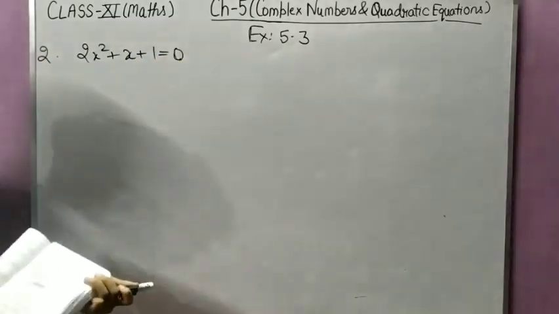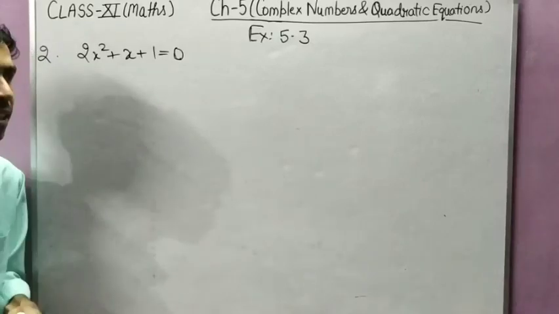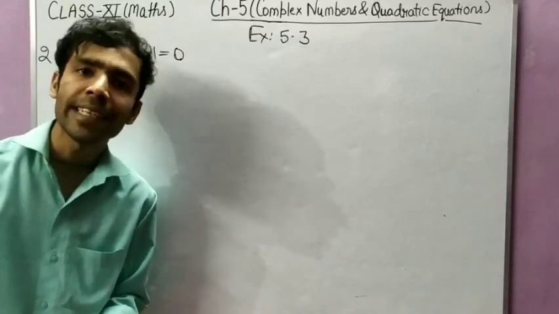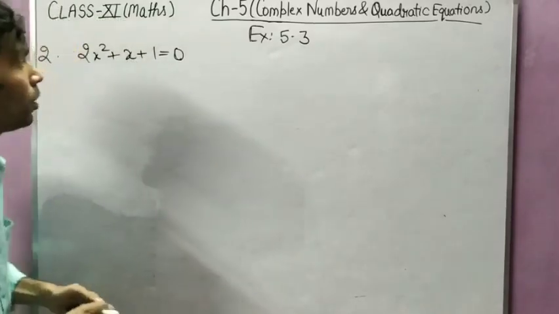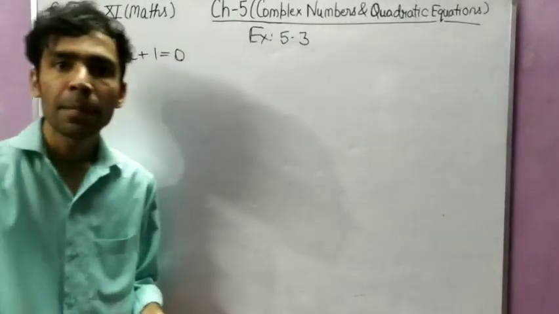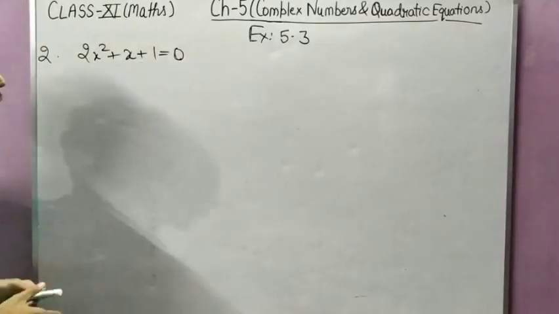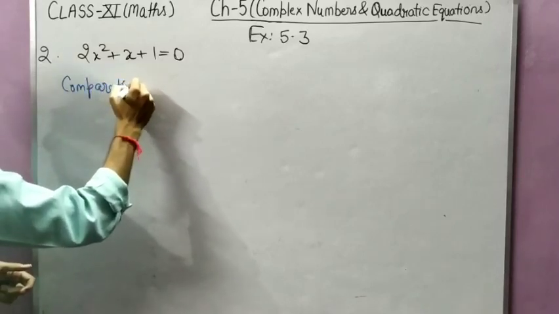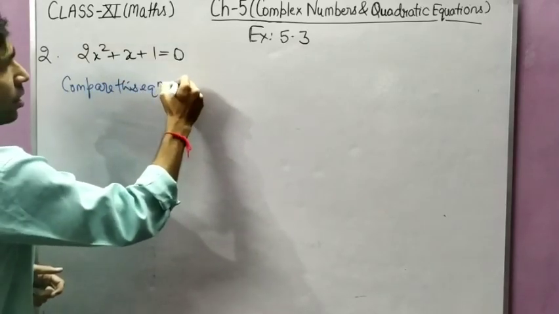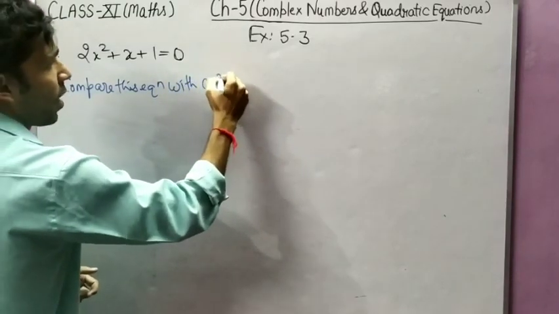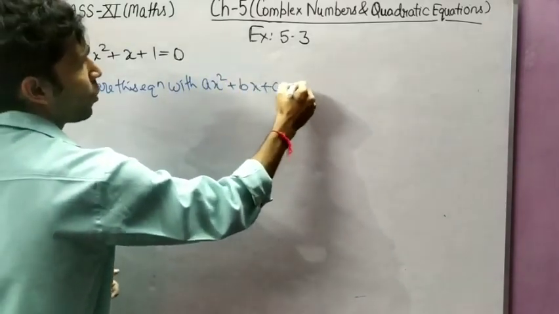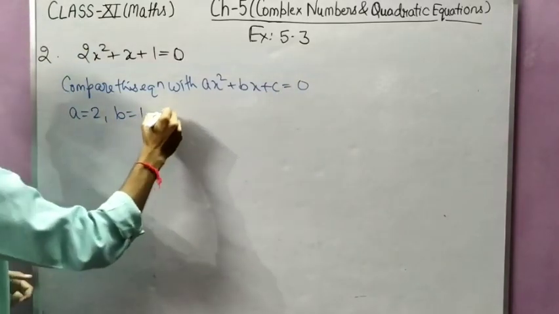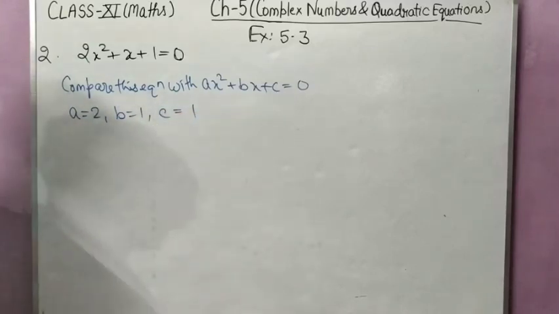Whenever you see a quadratic equation in this exercise, first you calculate its discriminant, D. For calculating D, we need a, b and c. When we compare this equation with ax² + bx + c = 0, we get a = 2, b = 1 and c = 1. So you can calculate D.